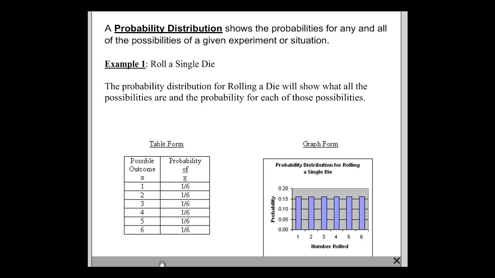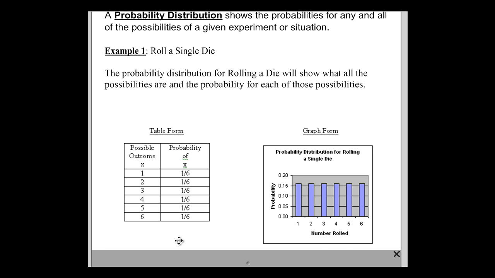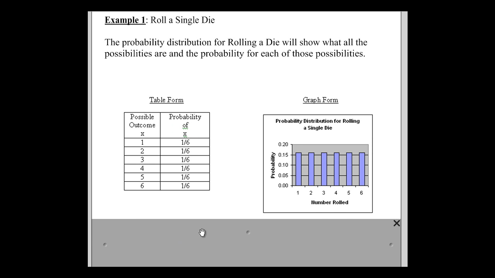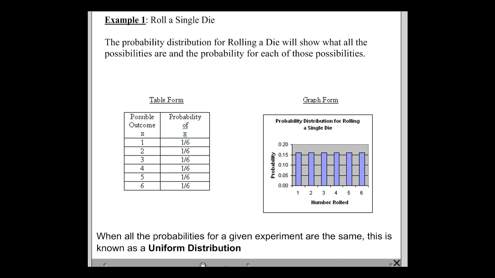Another thing to note, anytime you look at a probability distribution, all the events, so here there are 6 of them, the probability of all these events within the experiment always needs to add to 1. Add all these 1/6 up and you're going to get 1. When all the probabilities are the same, 1/6, 1/6, 1/6, there's a name for that. And we call that a uniform distribution.